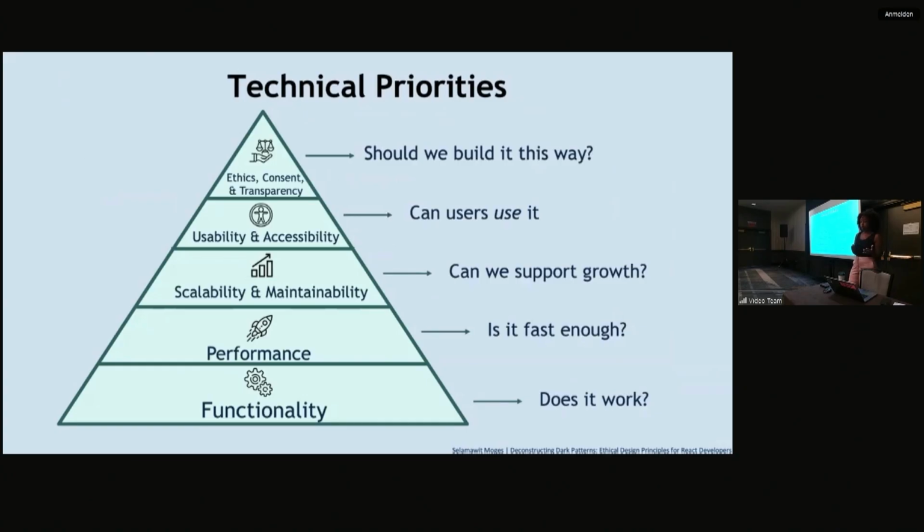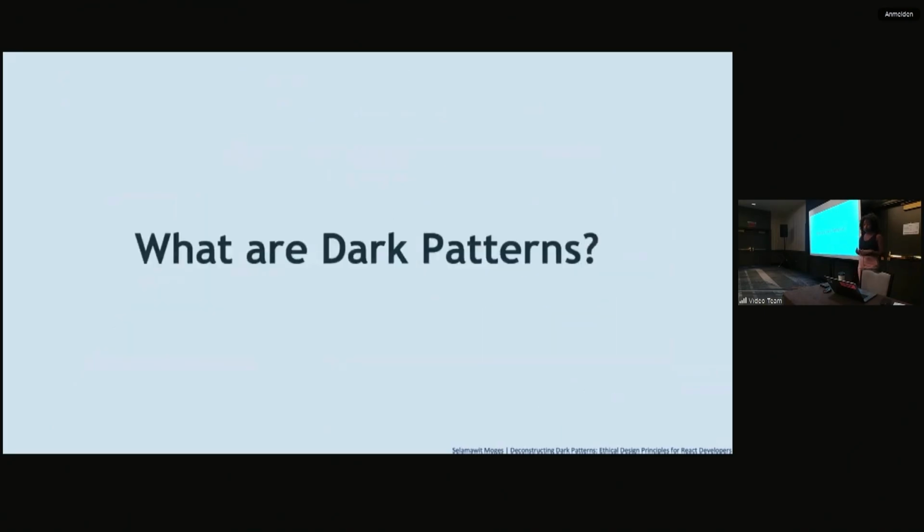So this is how priorities are often stacked in engineering culture. We focus on the performance, the shipping, the scalability, and then we leave the ethical concerns for later, if at all. And granted, most developers aren't waking up in the morning and deciding to trick users, but when we prioritize growth at all costs without questioning the design, we risk embedding manipulation into the product by default. And once these choices scale, they start becoming invisible and they become normalized, and ultimately they become a pattern, which leads us into what are dark patterns.